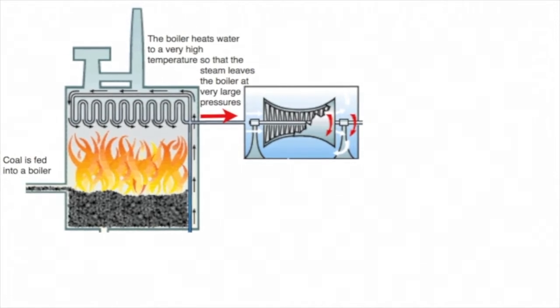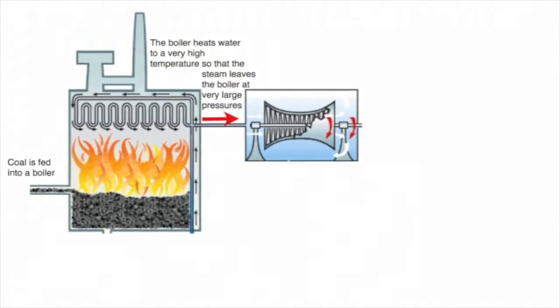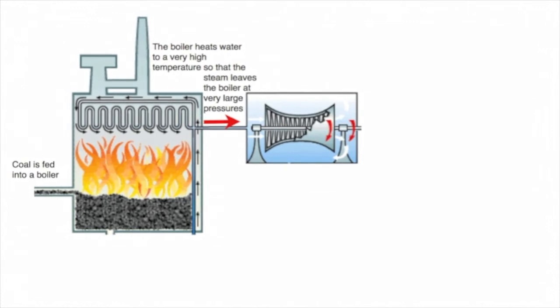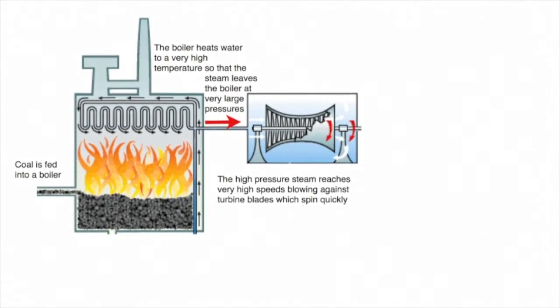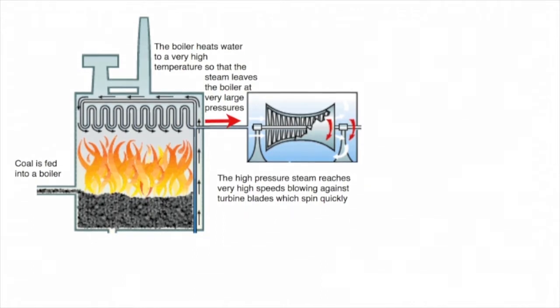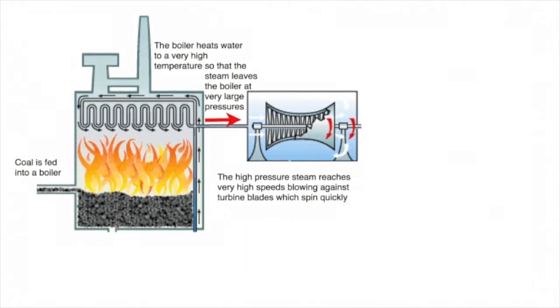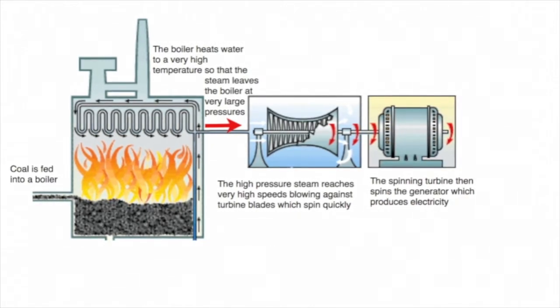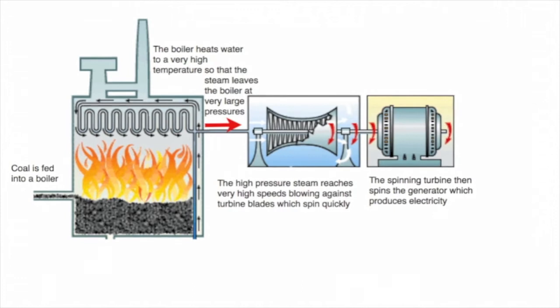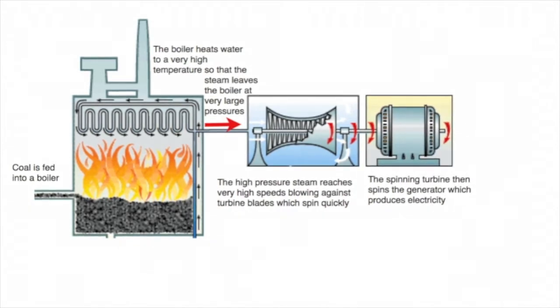A turbine is rather like a compact windmill. So as it blows against the turbine, it makes the blades of the turbine spin very quickly. The turbine is in turn connected to a generator, working on the same ideas as the model we showed earlier. That spinning generator produces electricity.